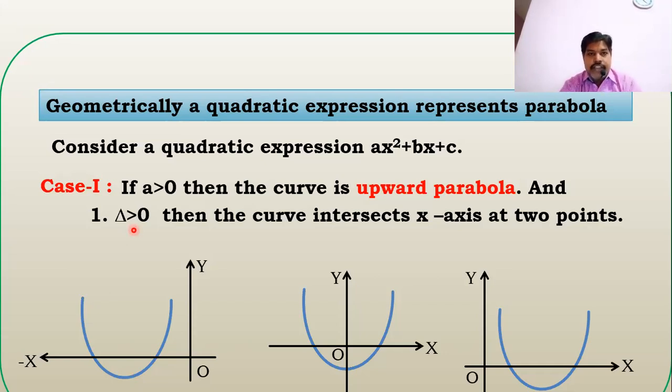First, you have to identify that the given quadratic expression represents a parabola. If a greater than 0, then the curve is an upward parabola, that is, an upper parabola. So if delta greater than 0, then two roots exist. That means the curve cuts the x-axis at 2 points. Do you understand, students?